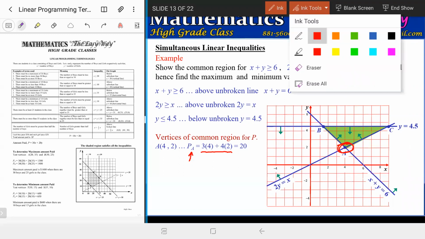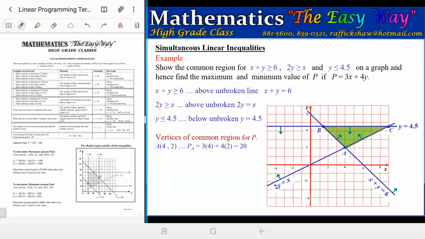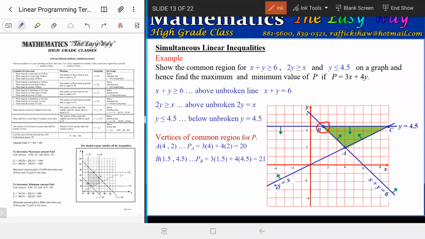All right? So if we come to the next one now, which is B, this is right here. 1.5, 4.5. The x value is 1.5 and the y value is 4.5 at that point. Same thing again. P at B, because B is the point we're using. Plug the x and the y value in this formula again. So it becomes 3 times the x value of 1.5 and 4 times the y value of 4.5. That works out to be 21. So we see that this one is already lower than this one if we want to find the minimum.